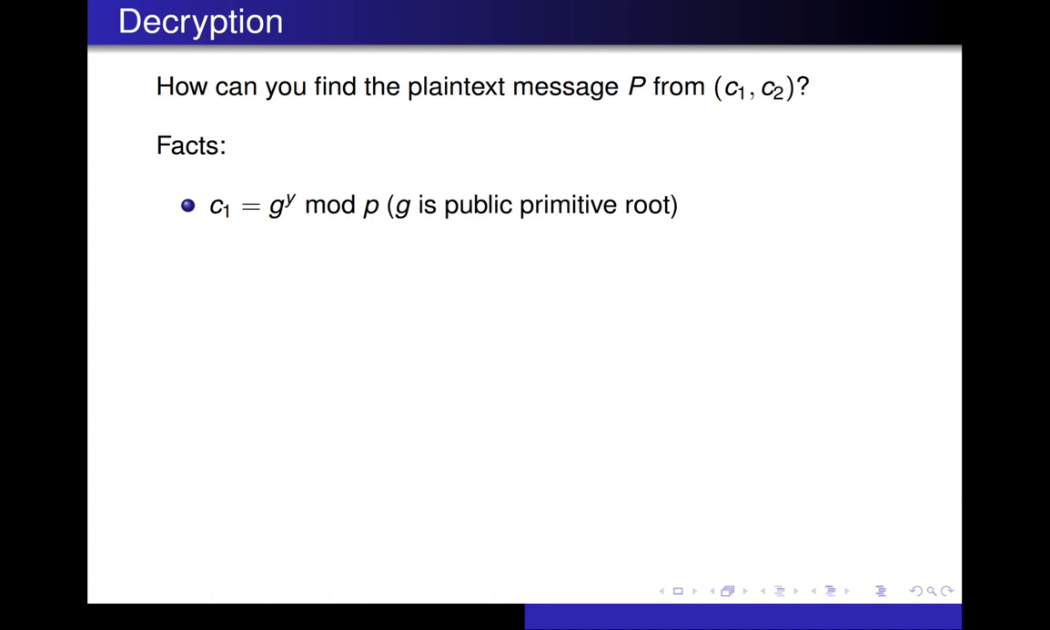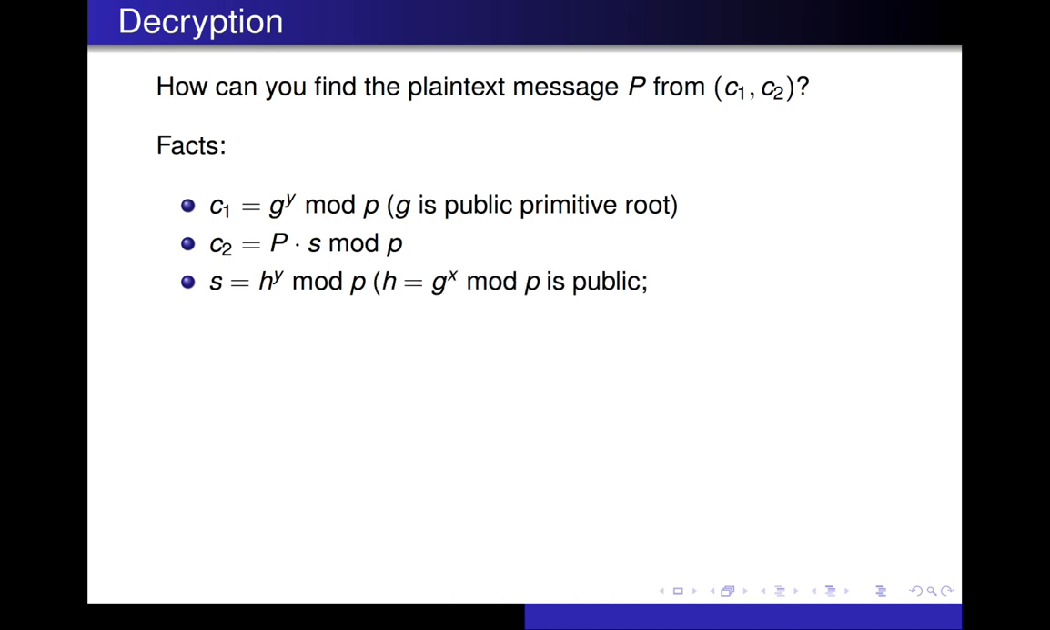And remember also that g is our primitive root, which is public, so we know what that number is. For c2, we know that it is P times s mod p. Now P is just our plain text, and to remind you, s is equal to h to the y. Remember, h was part of our public key as well, and y was part of the private encryption key that our sender picked at random.